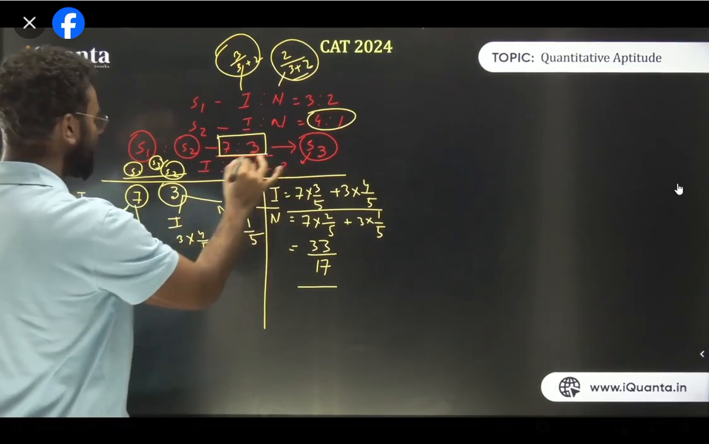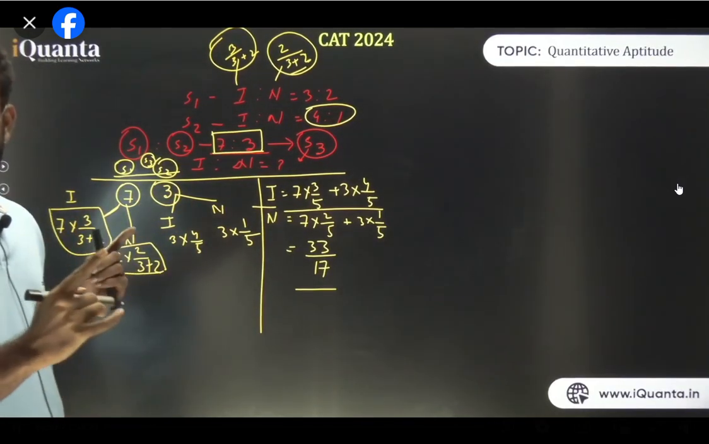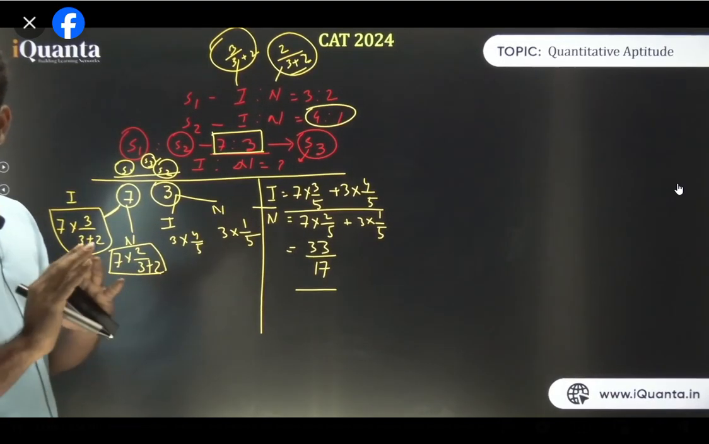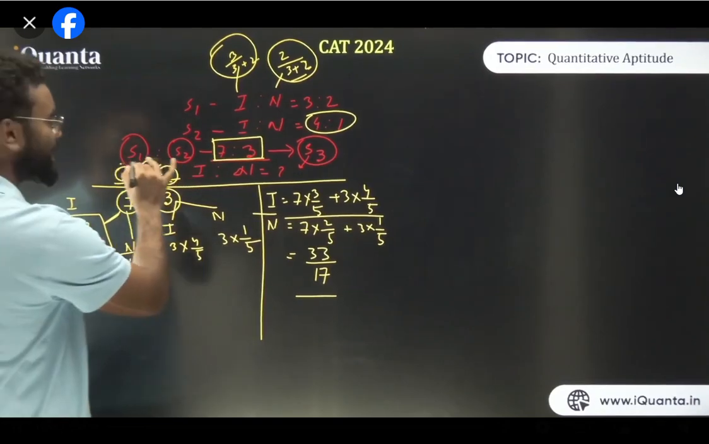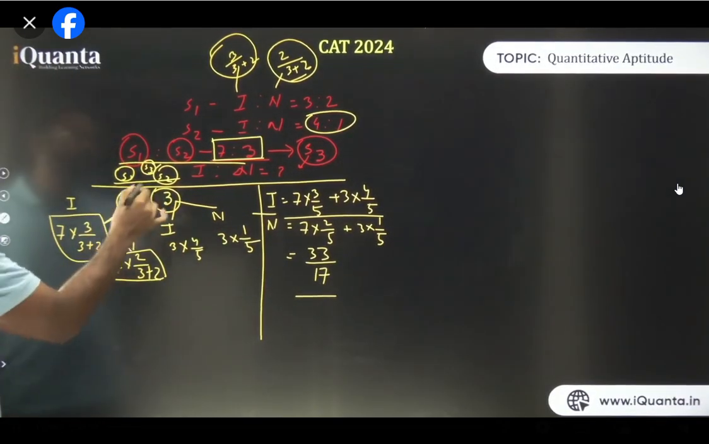The ratio is 7:3, so I'm taking S1 7 parts and S2 3 parts. Please understand it carefully. The ratio is 7:3, so I'm taking S1 7 parts, I'm taking S2 3 parts. Clear? Perfect. So because this is the ratio, I have taken S1 7 parts and S2 3 parts. Am I clear? Next, in 7 parts, what is the proportion of iron?